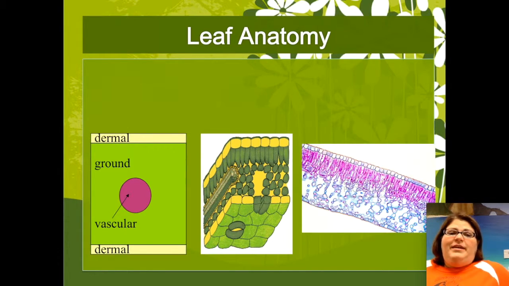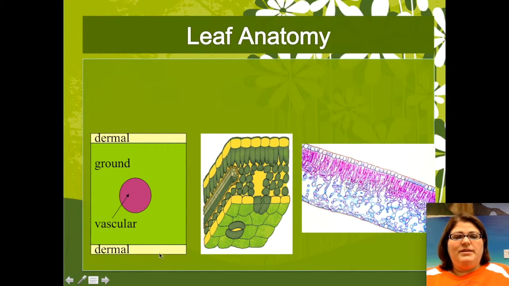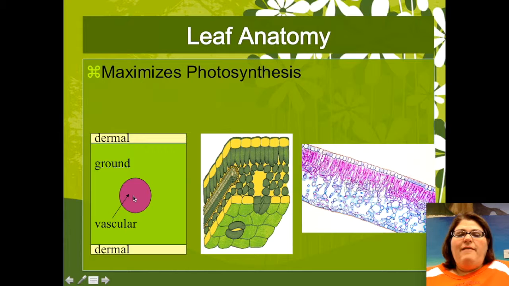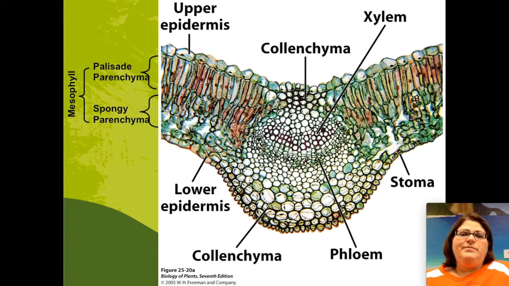When we talk about the leaf anatomy, as usual, we have dermal tissue, ground tissue, and vascular tissue. In the case of leaf, we see dermal tissue on the top and the bottom, ground tissue in the middle, and vascular tissue in the most middle. Everything about the leaf structure is about maximizing photosynthesis and transpiration.